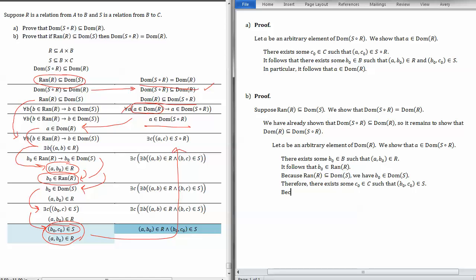Okay, so we'll say because A B naught is in R and B naught C naught is in S, it follows that A C naught is in S composed with R. Okay? And because that's in there, we have our goal that A is in the domain of S composed with R, because A shows up as the first coordinate in some element of S composed with R. So therefore, A is in domain of S composed with R. And that finishes the proof.